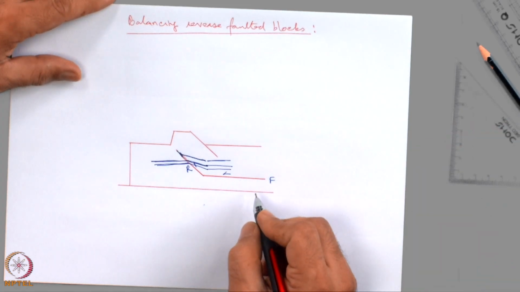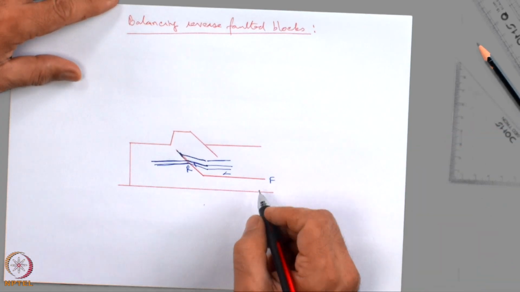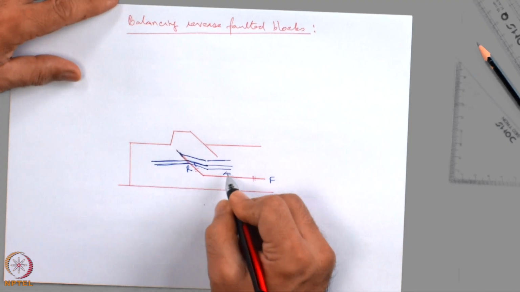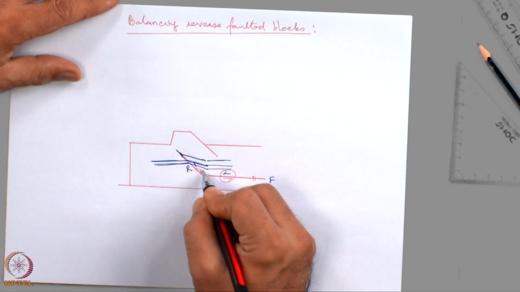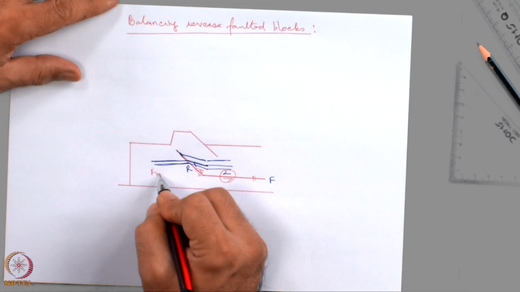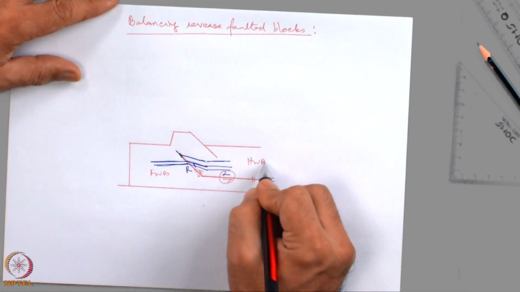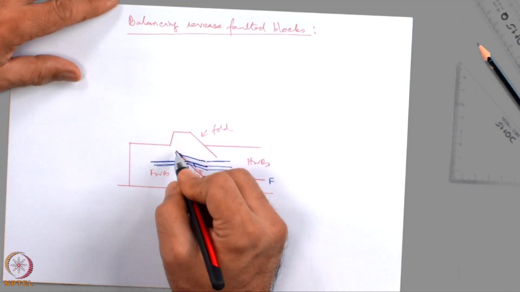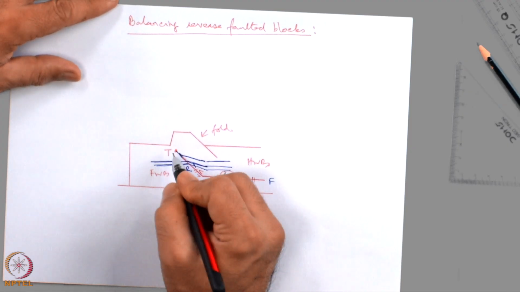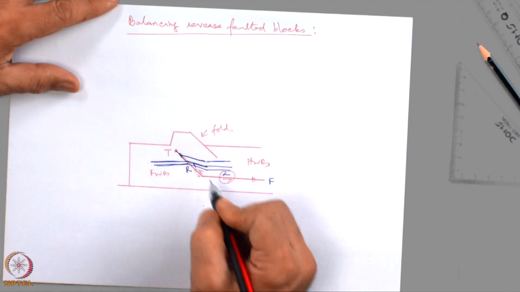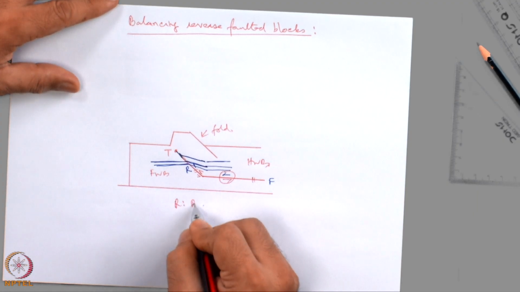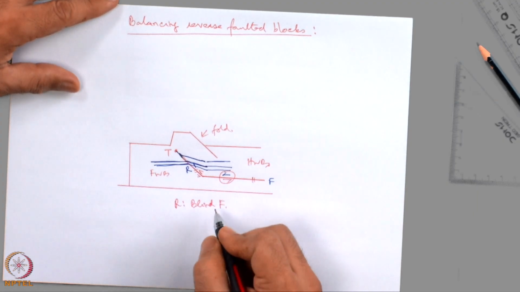Take an example of a fault propagation fold. In this case, this portion is a flat, this is the ramp, the fault movement direction is shown. This is the footwall block, this is the hanging wall block, and here is the fold produced at the surface. The fault tip is over here, which has not reached the surface. Therefore, this fault, the ramp portion, can be called a blind fault.